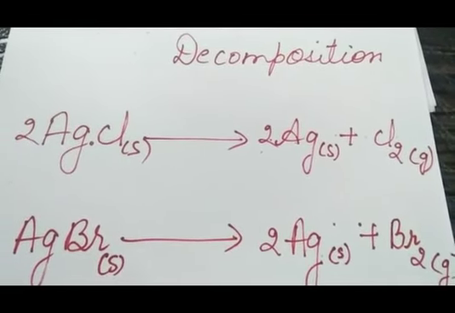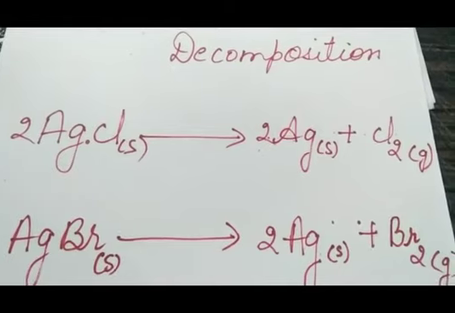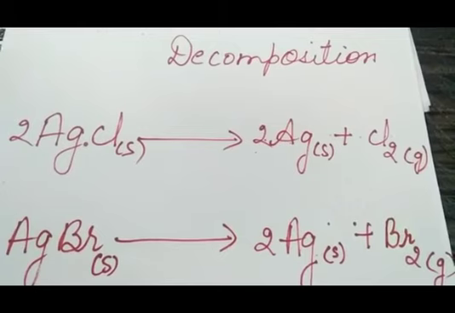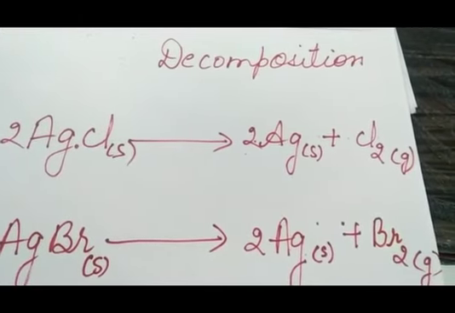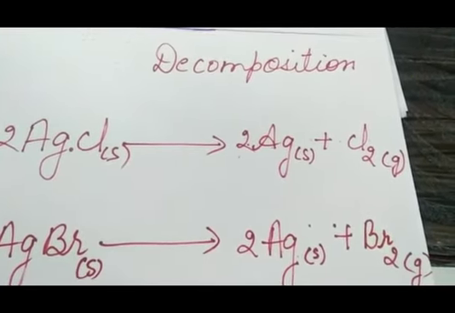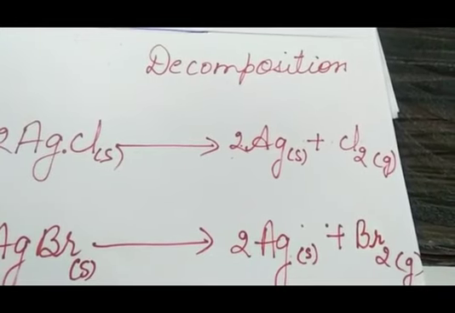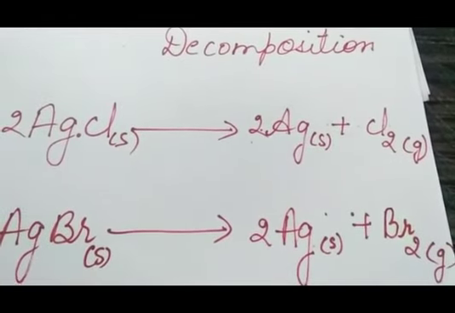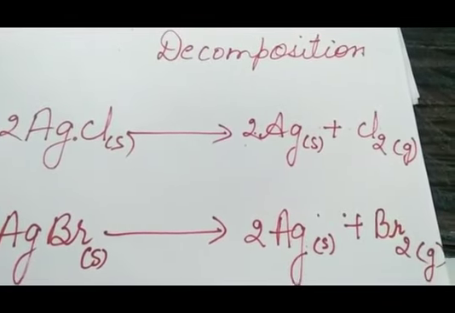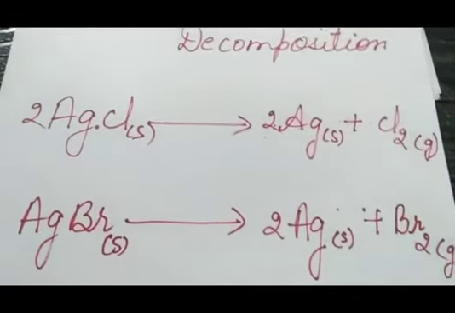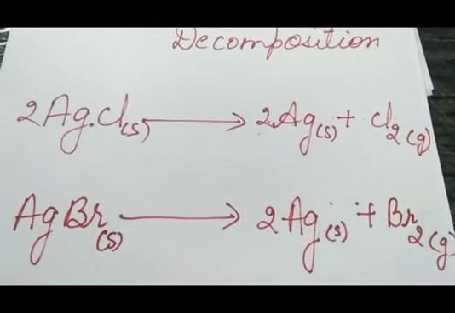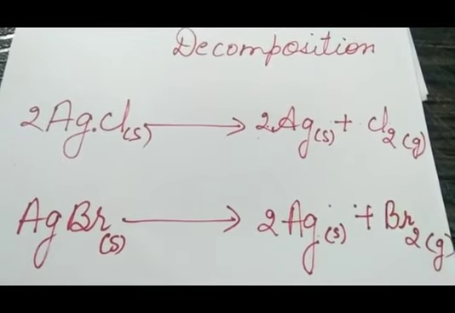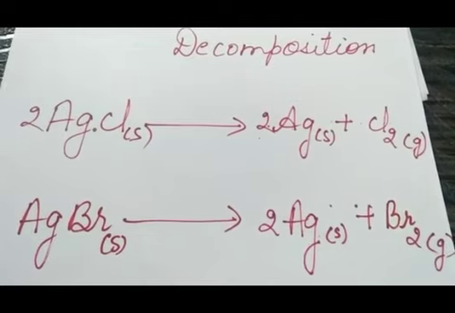All these examples of decomposition reactions have involved energy in the form of heat, electricity or sunlight. So these types of reactions are also called endothermic reactions. The other type of reactions we are going to discuss in the next video. Please go through all these videos and try to understand these reactions. You can write these reactions in your copy and learn and practice them.